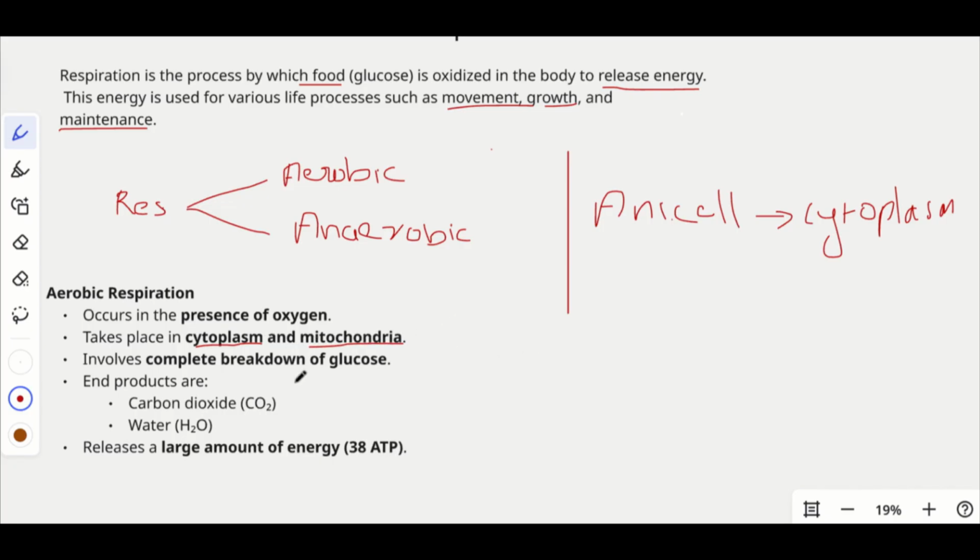What is the mitochondria? The powerhouse, right? It involves the complete breakdown of glucose. And what is the result? Carbon dioxide and water are formed with a large amount of energy. This is how energy production occurs in most animals.